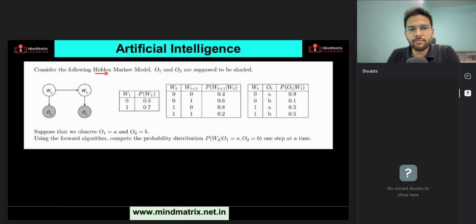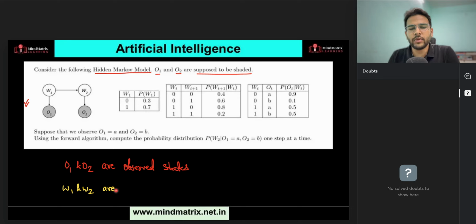Consider the following hidden Markov model. O1 and O2 are supposed to be shaded. So what are O1 and O2 here? Carefully see this graphical representation, or graph model here. You can clearly find that O1 and O2 are the observed states. And what about W1 and W2 here? They represent the hidden states.